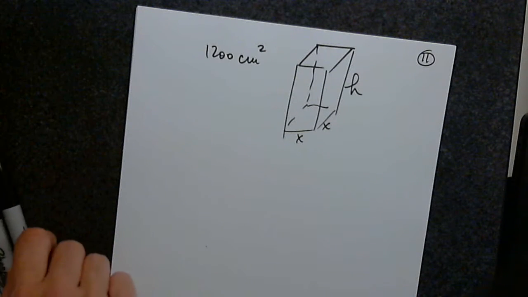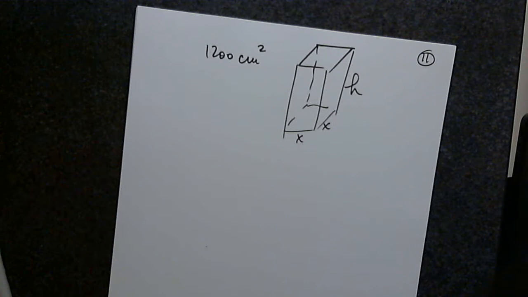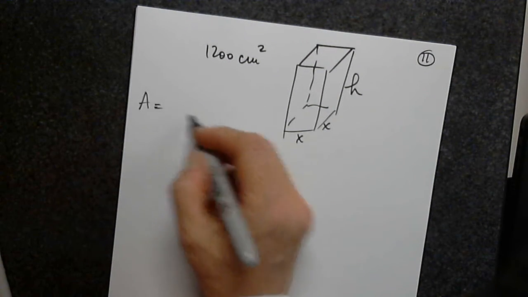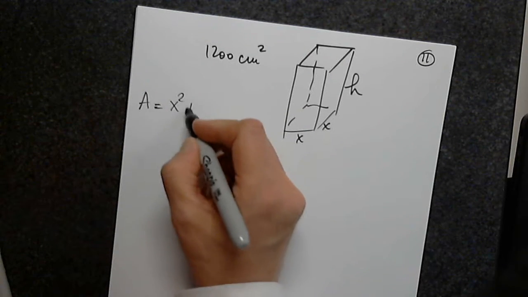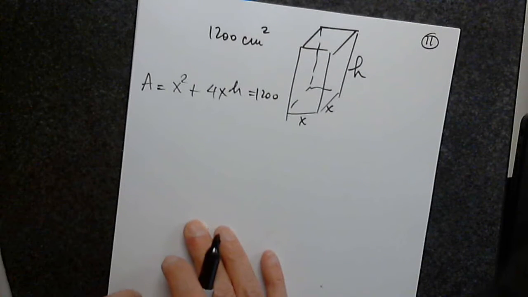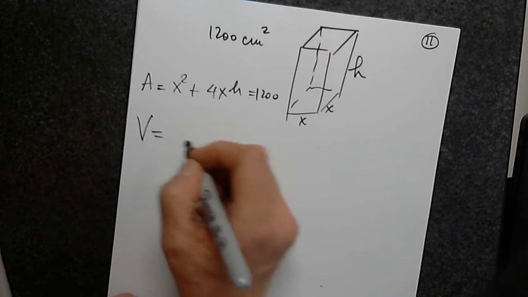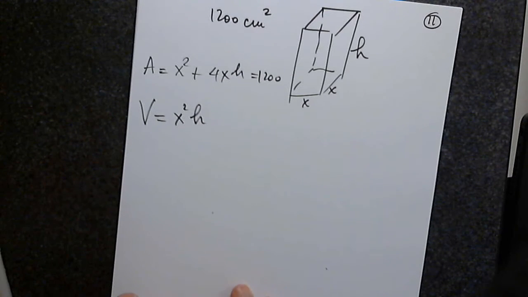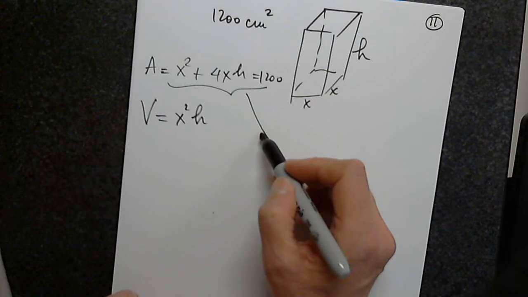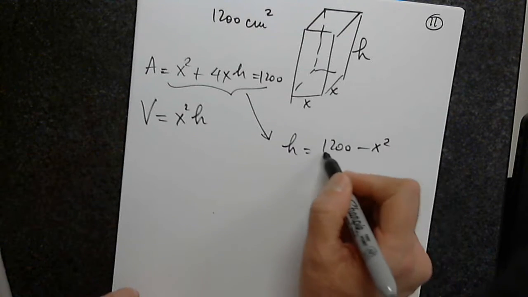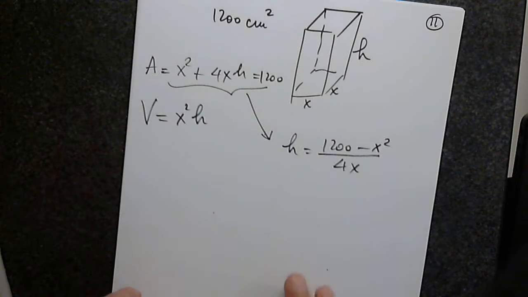Box with a square base, but this time we are told the area is 1200 square centimeters. So the area equals x squared plus 4xh, and this is 1200. This time we are looking at the volume, which is x squared times h, area of the base times the height. And yes, from here, we have to obtain h, which is 1200 minus x squared divided by 4x.